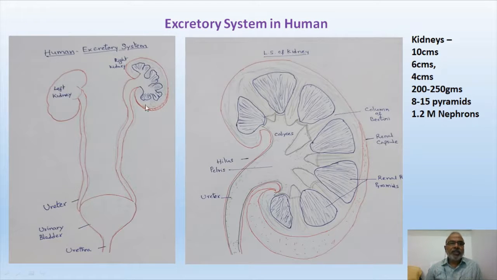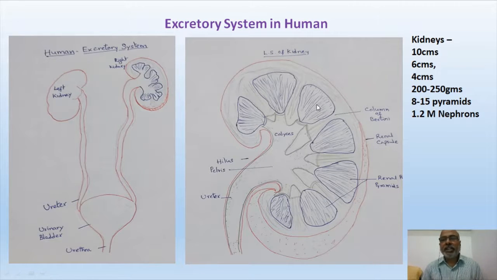So this ureter, left side and right side, the two ureters move towards the posterior side and finally open into a bladder. That bladder is known as the urinary bladder. Okay friends, this is the structure of the kidney.